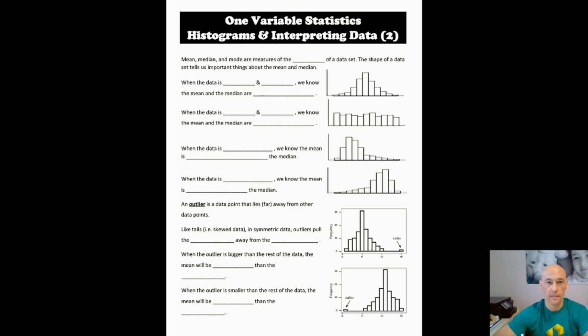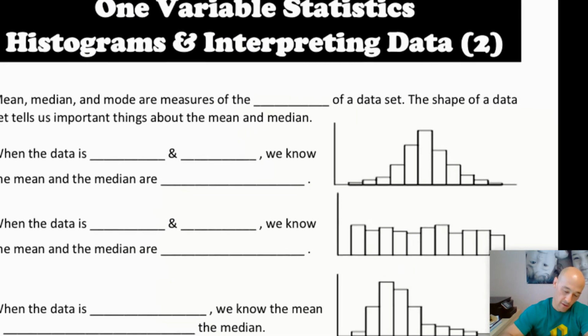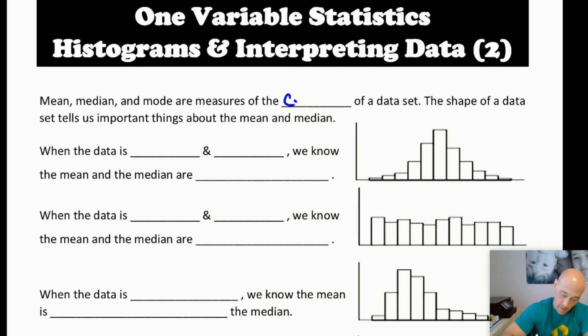One variable statistics, histograms, and interpreting data. Mean, median, and mode are measures of the center of a data set. The shape of a data set tells us important things about the mean and the median.